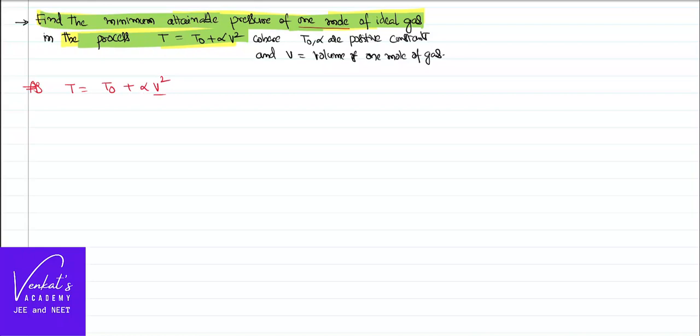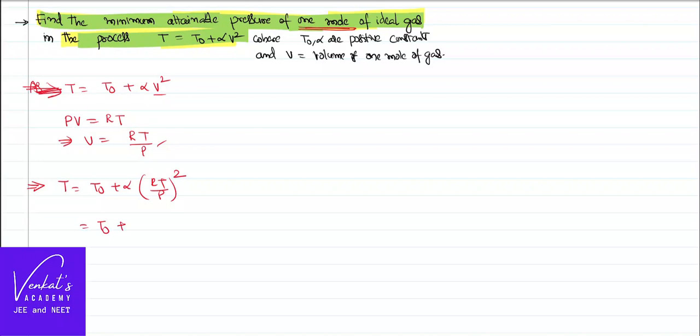Let's eliminate this volume and get it in terms of pressure using the ideal gas equation PV equal to nRT, but it is given that it is 1 mole, so n equal to 1. From here we can write V as RT by P. Substitute it in the above equation. T becomes T naught plus alpha, V square means RT by P whole square. That is T naught plus alpha R square T square by P square.